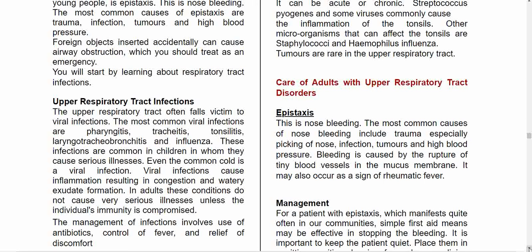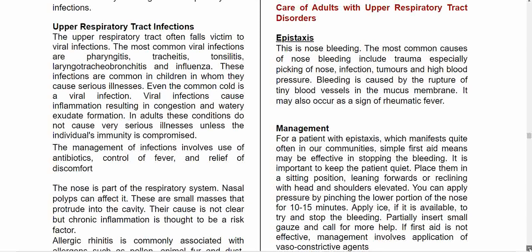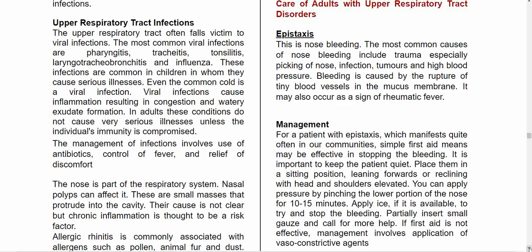The management of infection involves use of antibiotics, control of fever, and relief of discomfort. That is, you use antibiotics to kill the bacteria, if at all, or the viral strains. Then you control fever by giving antipyretics, or maybe using a cold pack or warm pack, especially for babies, and relieve discomfort by reducing the pain using analgesics.